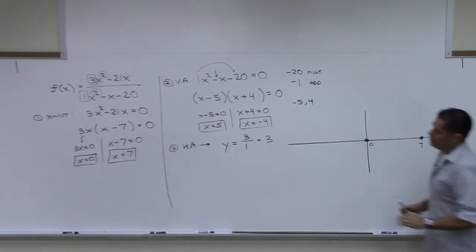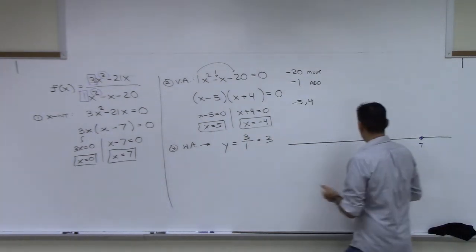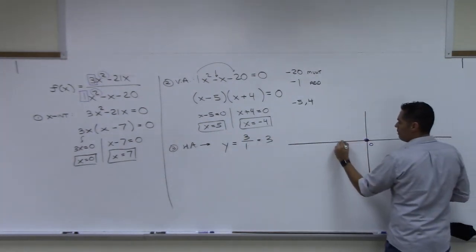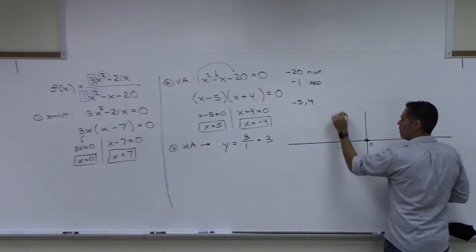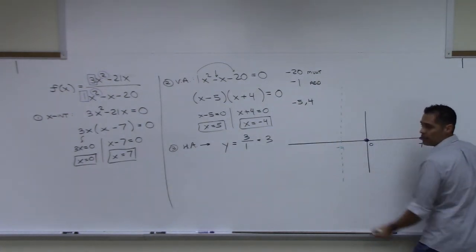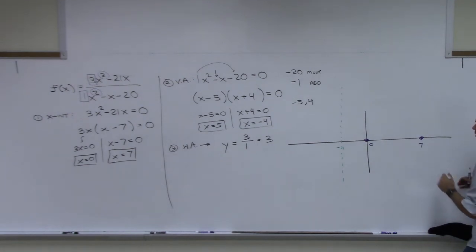Then I have 2 vertical asymptotes. One at -4. Those are those vertical barriers that force your graph up or down. And another one at 5.